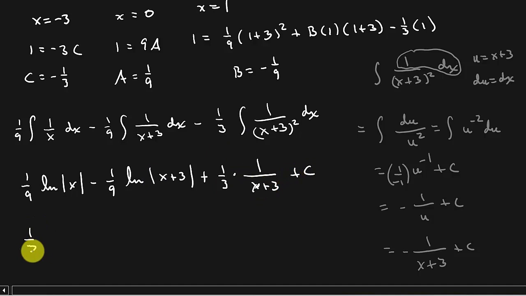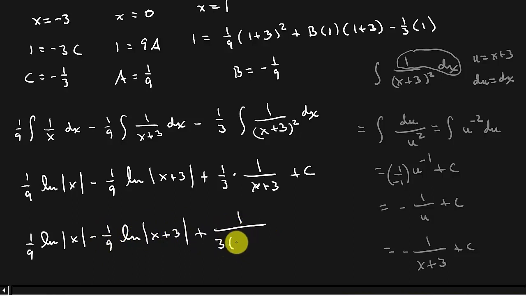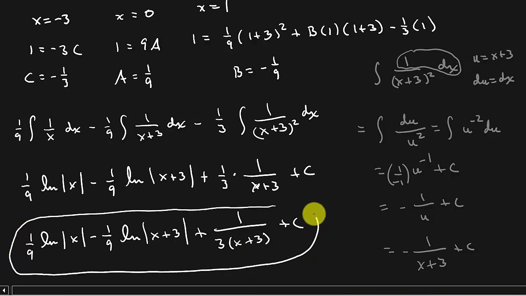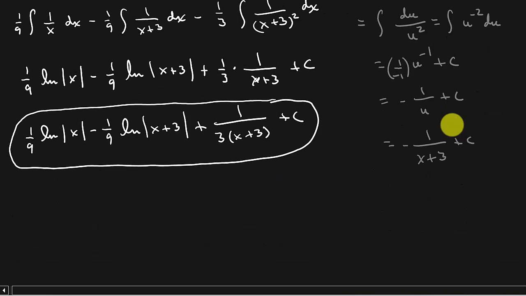And if you want to, you can rewrite this as 1/9 natural log absolute value of x, minus 1/9 natural log absolute value of x plus 3, plus 1 over 3 times x plus 3, plus c, or you can put 3x plus 9, whatever you want to do, okay? As far as I'm concerned, you're in my class, you get to this point, I'm happy, okay? All right.